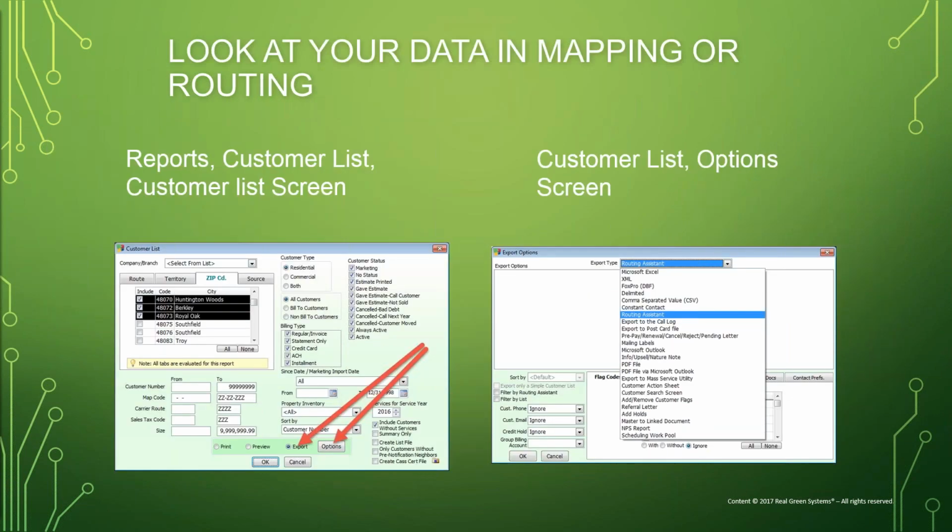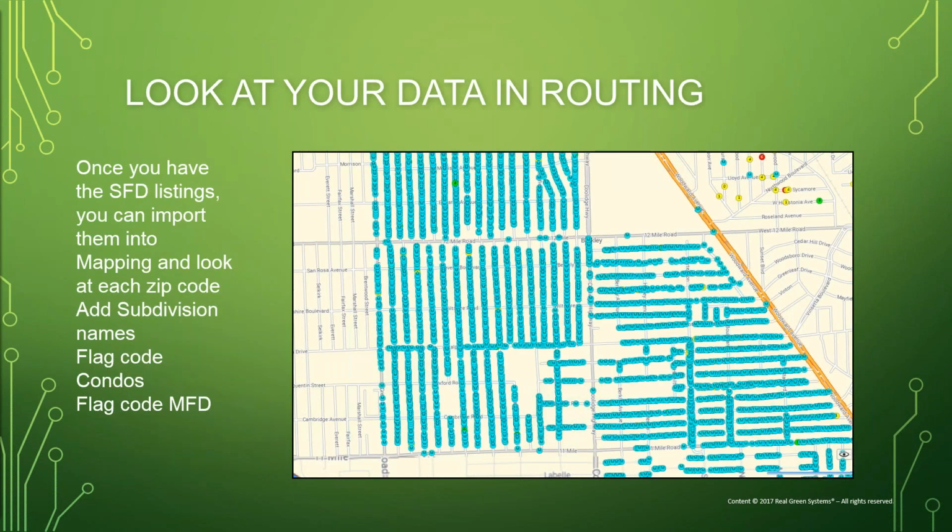So anytime you put new data into your system, I am always a big fan of, let's look at that in our mapping, our routing part. So we would go in, we would do an export, and we'd go into Routing Assistant or Mapping Assistant, depending upon which one you're using, and Service Assistant. And that would then allow us to take a look at, hey, in my marketing data, where did that fill in?